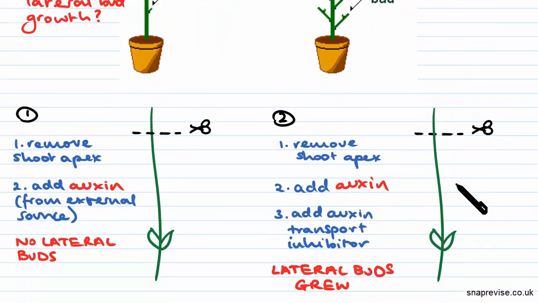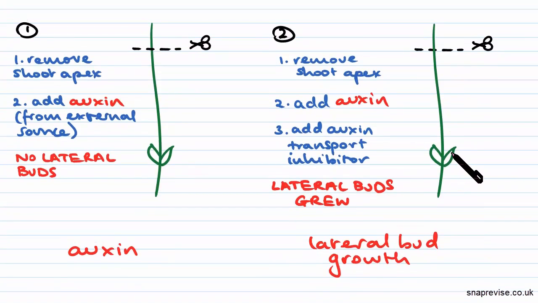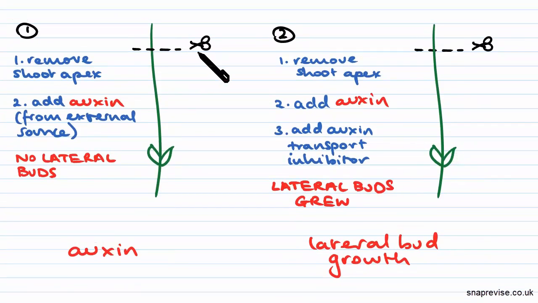So scientists set out to test this theory. So they did a couple of experiments. Firstly, they removed the shoot apex, and then they added auxin to where the shoot was cut from an external source. And now remember that auxin inhibits lateral bud growth. You wouldn't expect any lateral buds to grow, and that's exactly what they observed. So this seemed to support their idea.